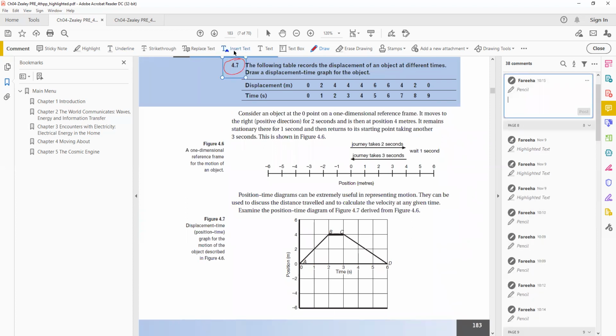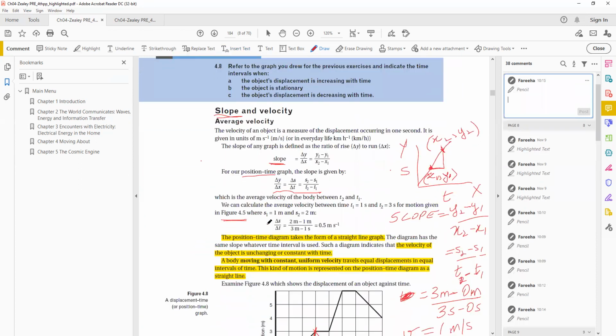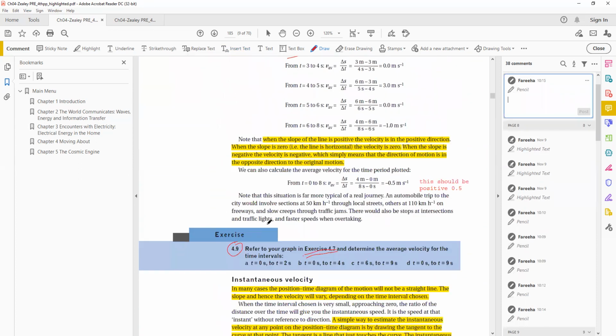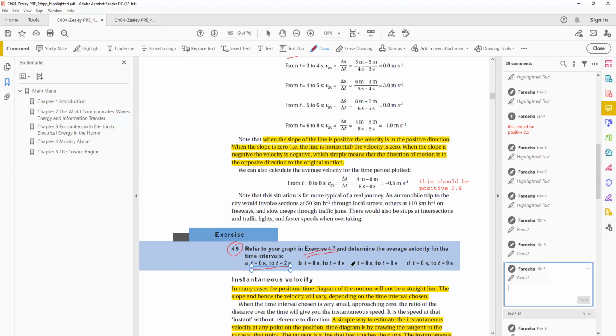And then after drawing this graph, the question is, you have to find the average velocity for the time interval t is equal to 0 to 2 seconds, t is equal to 0 to 4 seconds, t is equal to 6 to 9, and t is equal to this. So please start drawing your graph, and you can then explain this to me, and you will get a point for this. I would like all of you to draw a graph for 4.7. Is that clear?